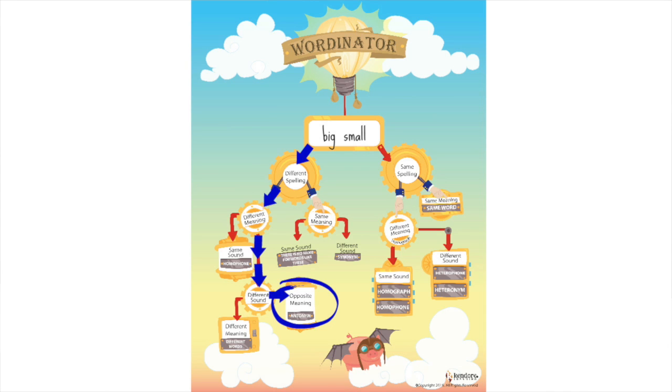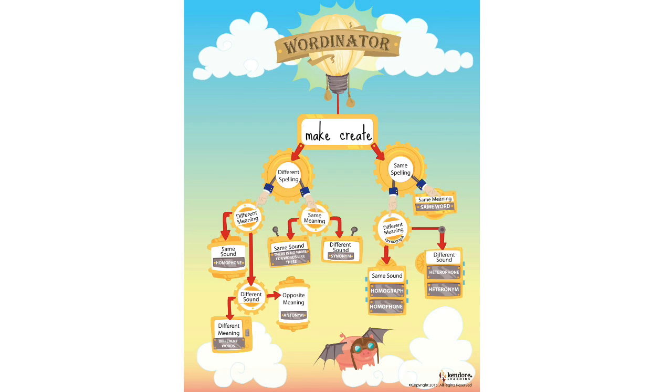Now if we had another example like make and create, we would put make and create where the word pair is. We'd say different spelling or same spelling, they're going to have a different spelling. Different meaning, same meaning, same meaning. Then we would go to same sound or different sound, and they have a different sound, so they're going to be synonyms, which means same name. So make and create are synonyms.